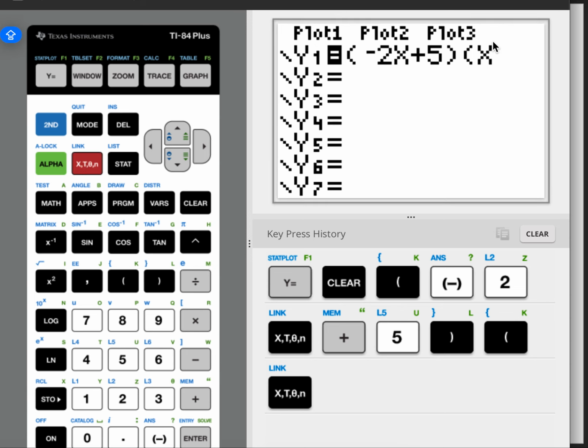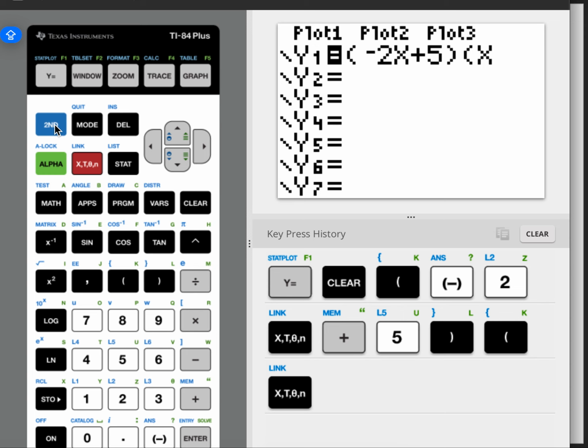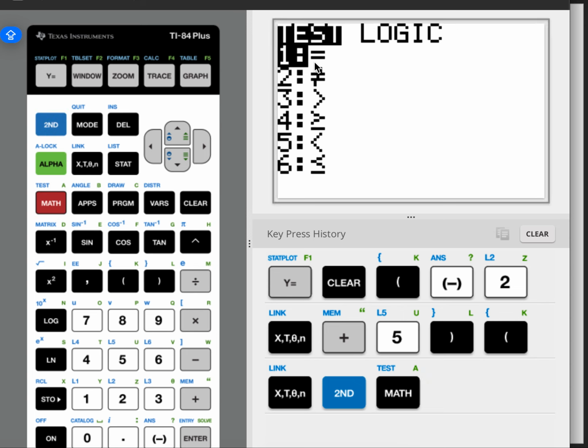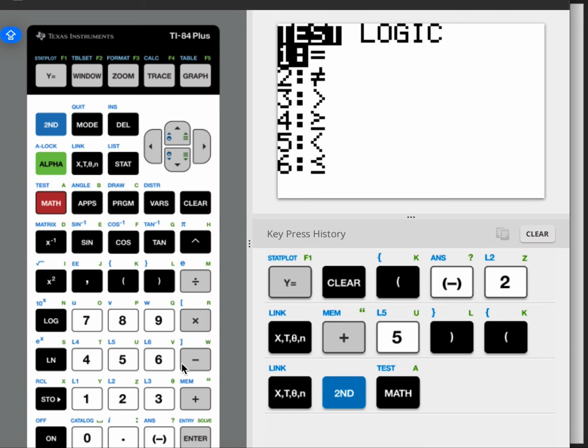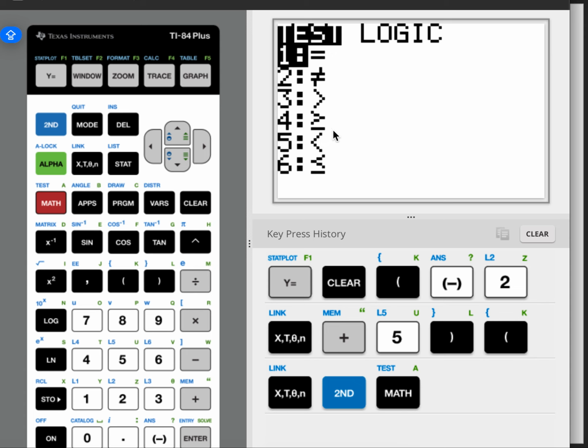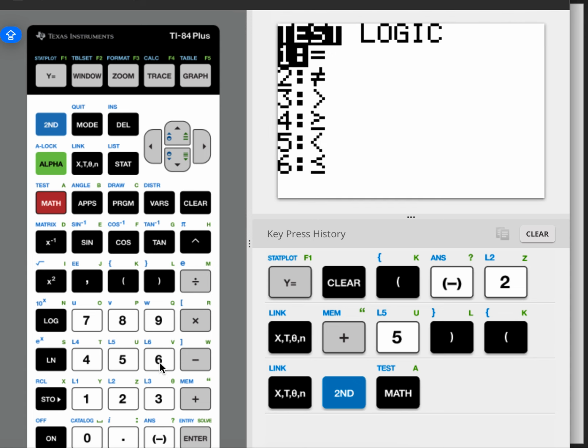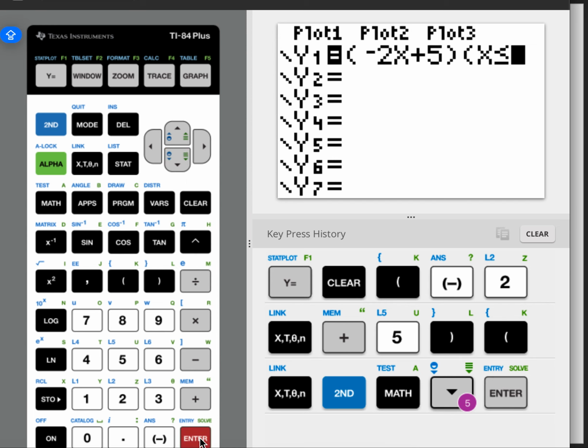To insert any inequality symbols, you go to second math. Second, this button on the very top left corner, and math underneath alpha. You can choose whichever inequality you want by the number. I want less than or equal to 2, which is number 6. I can press number 6, or I can scroll down until I get to the inequality value that I want, and then I press enter to input it. X is less than or equal to 2.